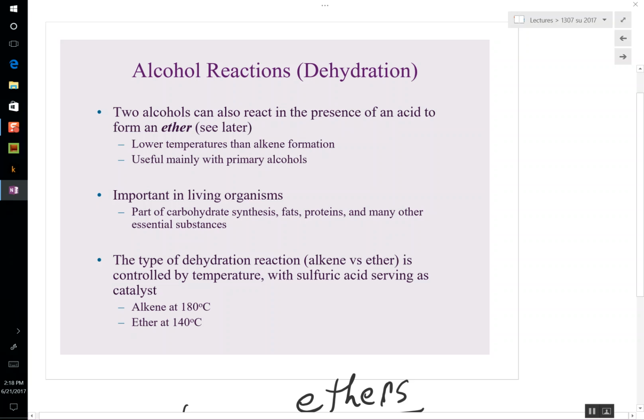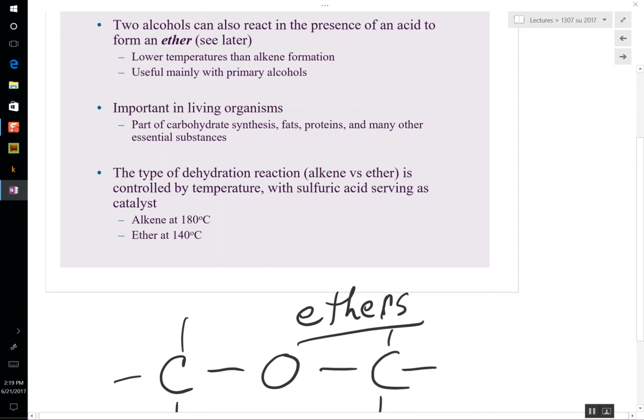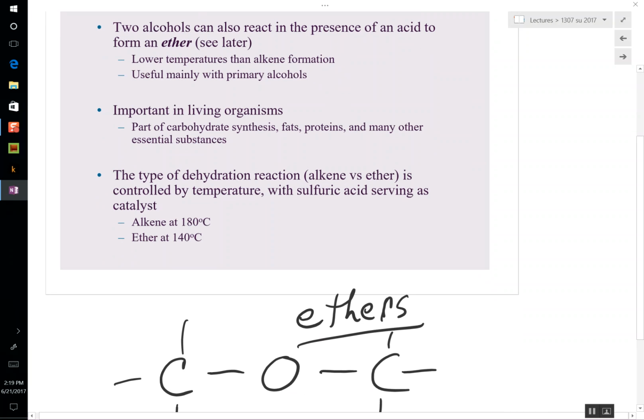There are ether linkages in many important substances: carbohydrates, fats, proteins, and many other essential substances. You can dehydrate an alcohol and form an alkene, which is what we just did and wrote out on question number 4. That is dehydrating, taking a water molecule out of one molecule, and you form an alkene. To form an ether, you're dehydrating between two alcohols.